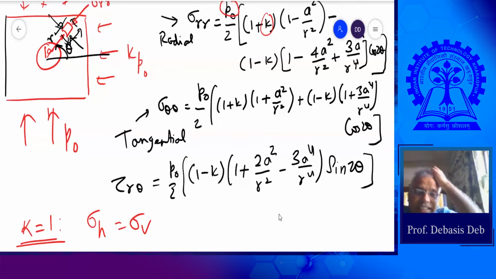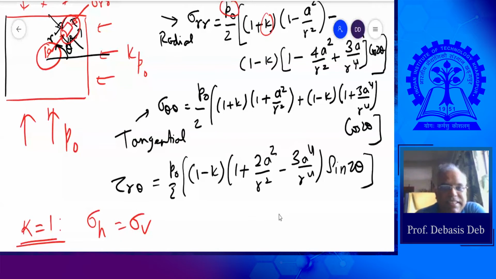At least this equation tells us, and also another thing: tau r theta vanishes. That means even this small element, what we have done here, is also in principal plane. The stresses applied are in a principal plane, and the stresses which are developing inside that rock are also in principal plane. So the induced stress is also in principal plane. It's a very special case, and we first analyze this particular case.